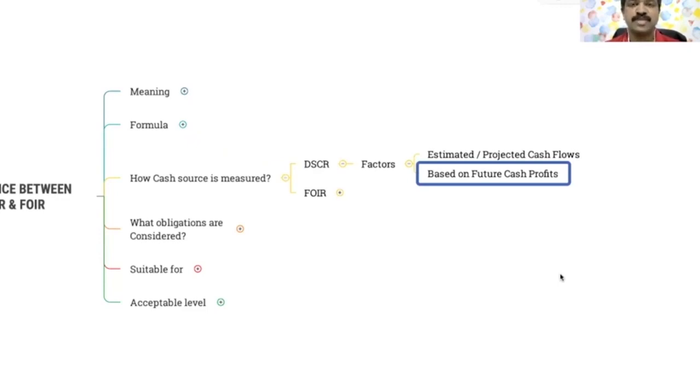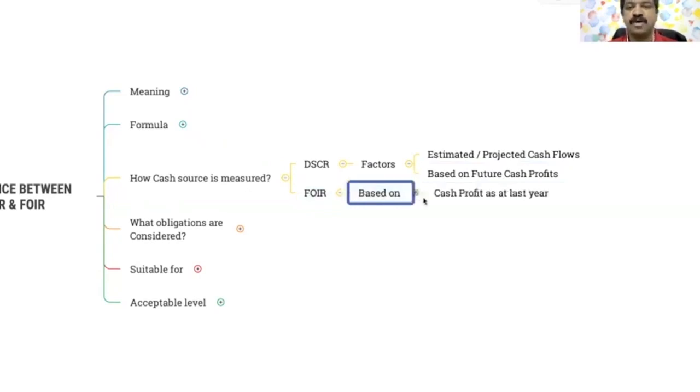Even for existing businesses which are going for expansion, it's possible that their cash profit can increase from their present level. In those cases, also DSCR will work out. But wherever this FOIR ratio is used, it is always based on cash profit as at last year. It will be pegged at that level.